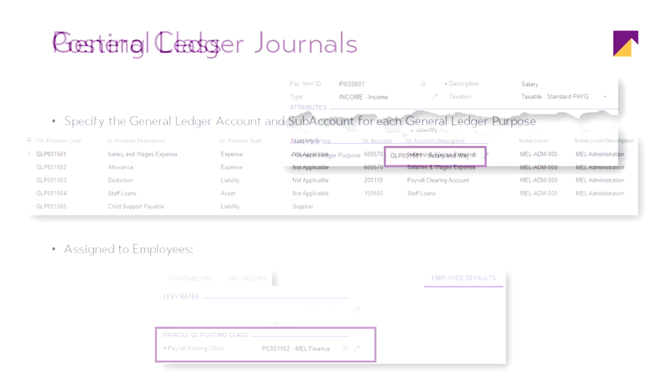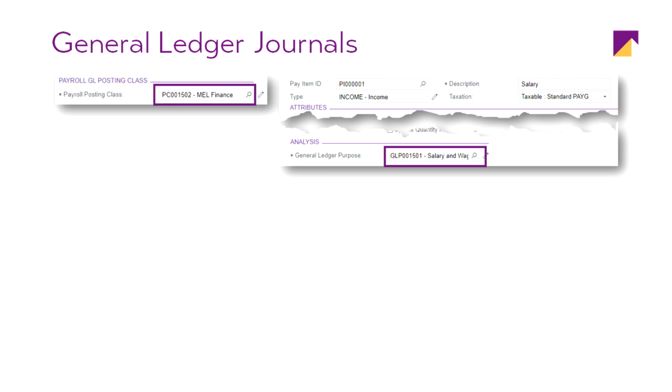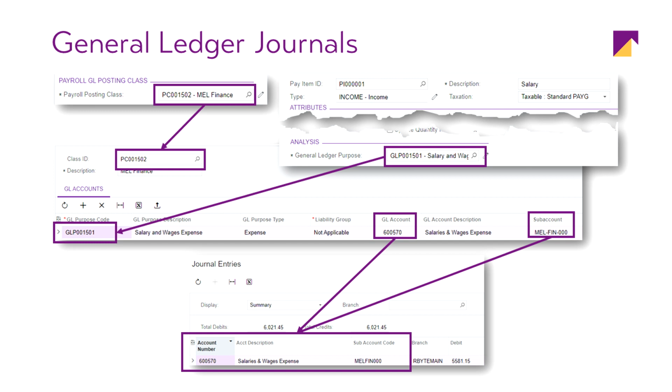When producing the general ledger journals, the system will first look at the pay item in question to find out which general ledger purpose is assigned to the pay item. Next, it will check the employee's record to find out which posting class has been assigned to the employee. The system will then look for the general ledger purpose in the posting class to find the general ledger account and sub-account to which the transaction should be posted.